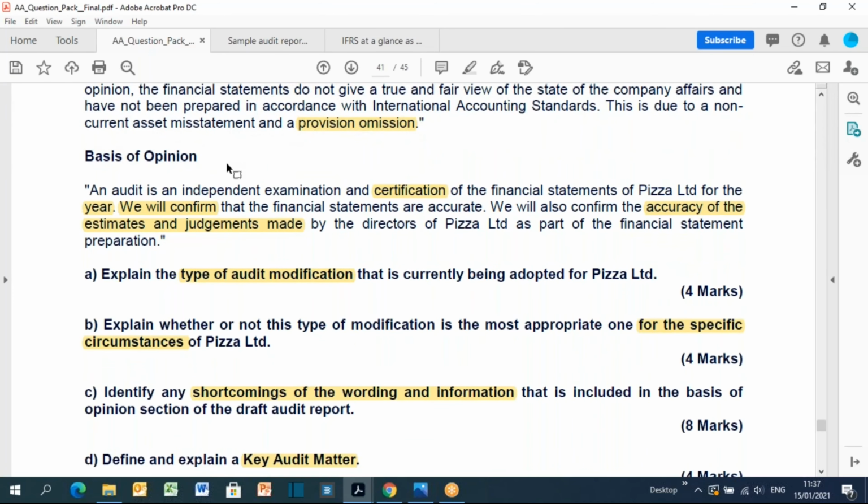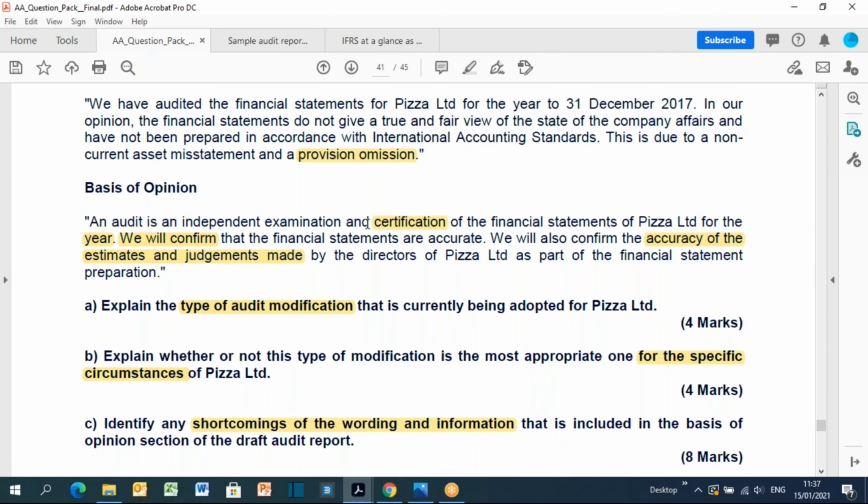Also, the basis of opinion should talk about the materiality and the reason for the adverse opinion. As I said, type adverse opinion on the internet and you'll find examples. You should talk about what is in the example given, but you should also say to the examiner what is missing. It's missing the materiality, it's missing the explanation of the reason for the adverse opinion, and so on.